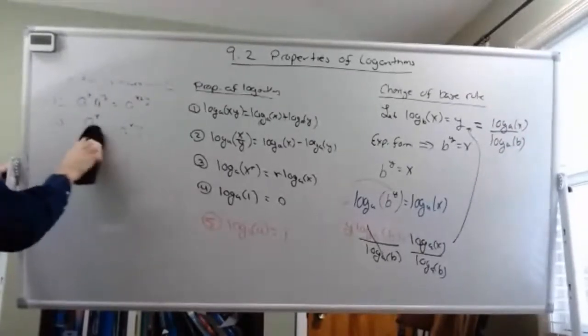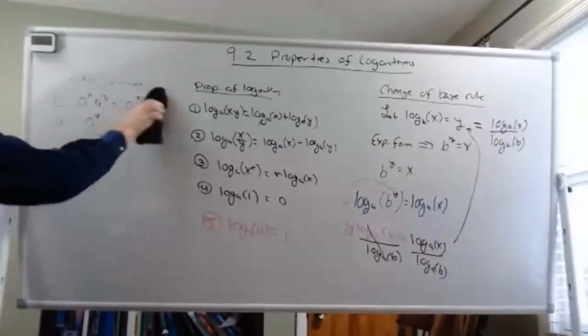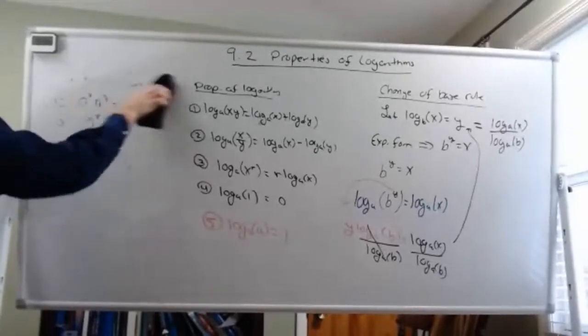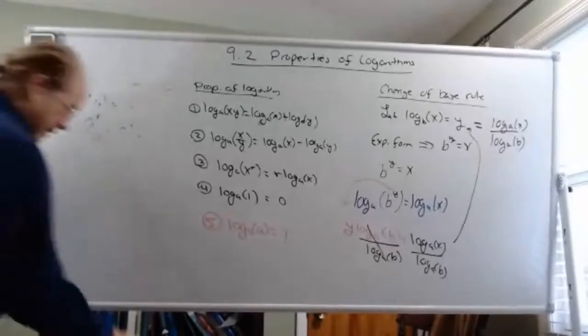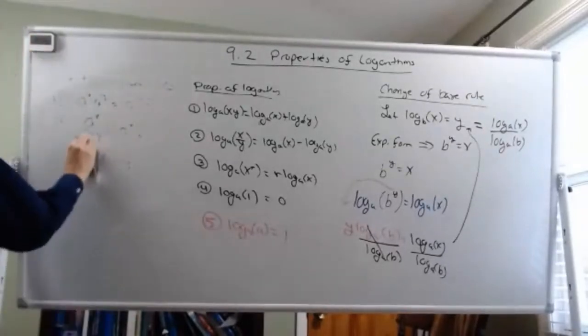Then what we do is we typically pick a couple of common bases, the common base as well as the natural logarithmic base.